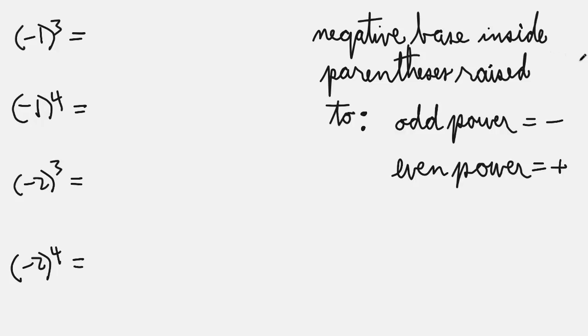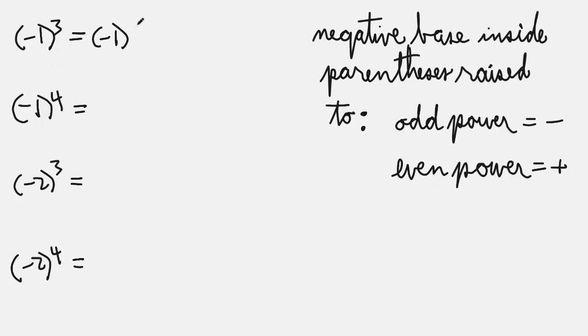So the rule here is if we have a negative base inside the parentheses raised to an odd power, the answer will be negative. If we have a negative base inside parentheses raised to an even power, the answer will be positive. So let's start off with negative 1 cubed. And we know that the answer is going to be negative, but let me show you why.